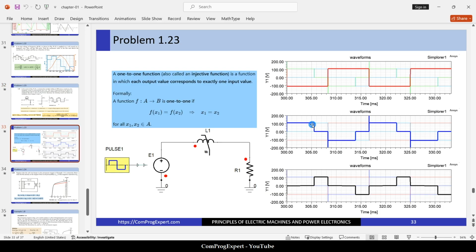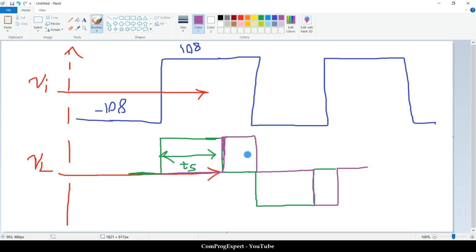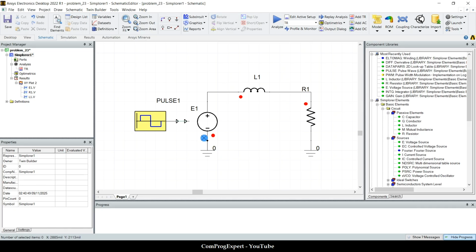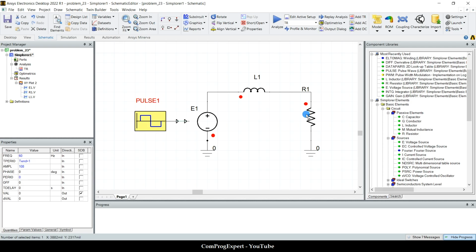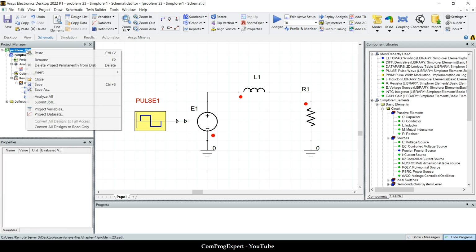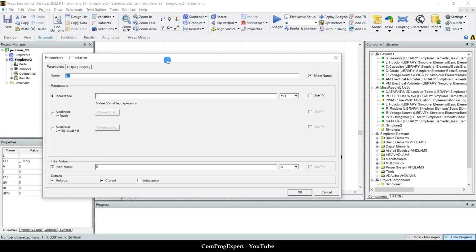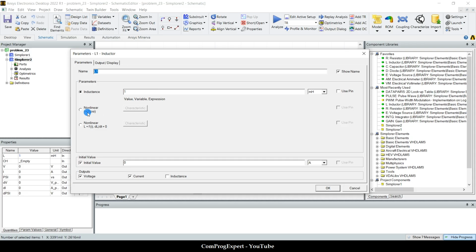Here, as you can see, I generated these waveforms. This is the input voltage. This is the voltage of the inductor. And this is for the load. These are the waveforms that we discussed here. So, in the new case, we don't have this simple case. Let me copy this and paste. You can generate these models also. In this case, we can specify a nonlinear behavior for the inductance.